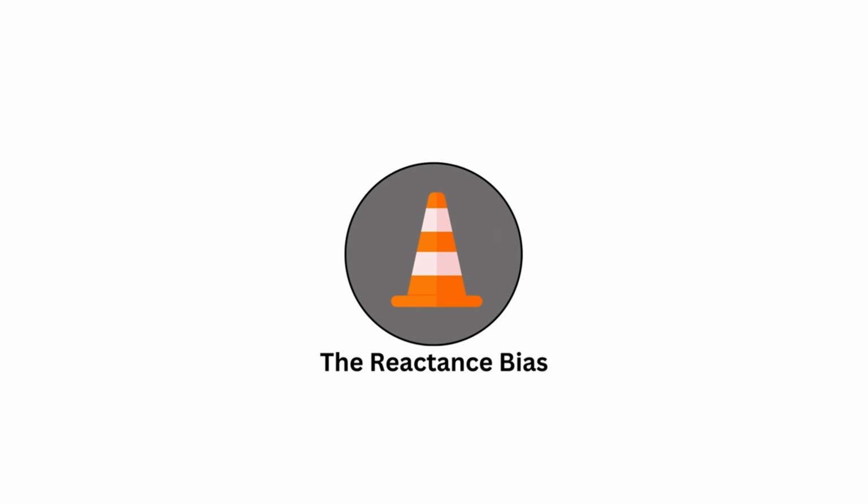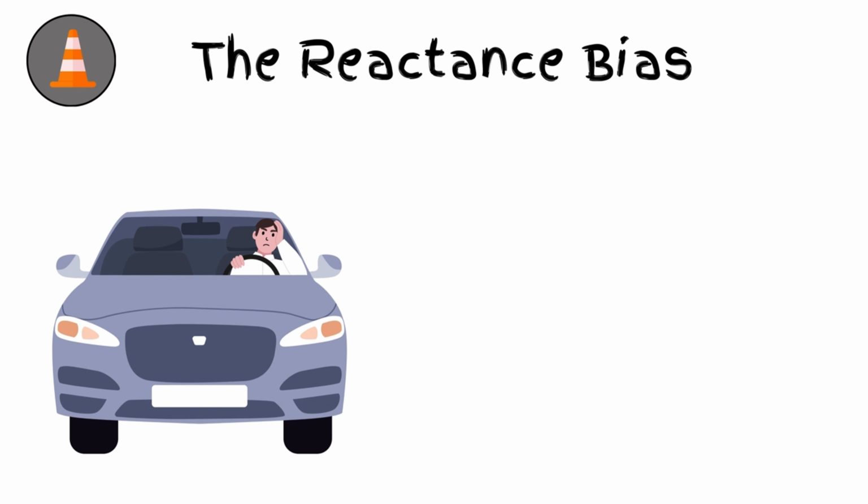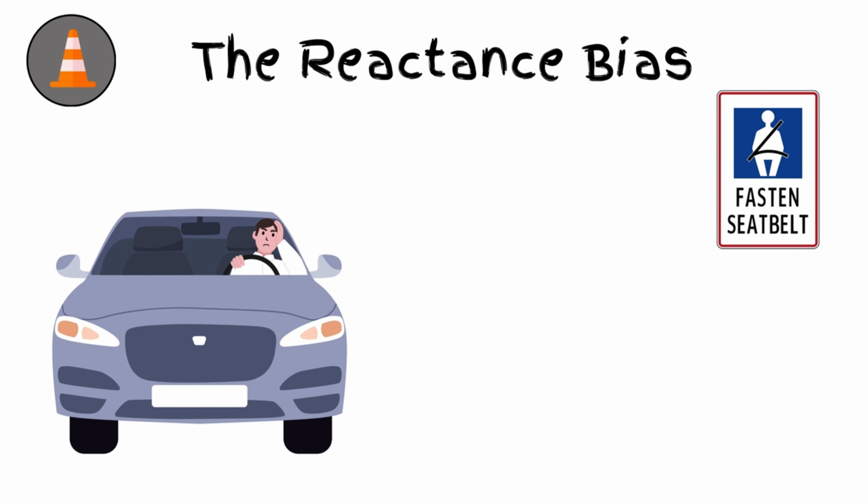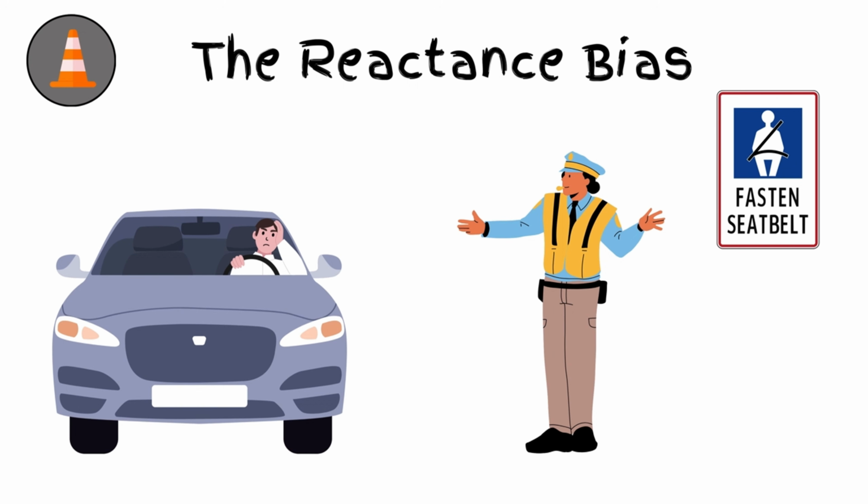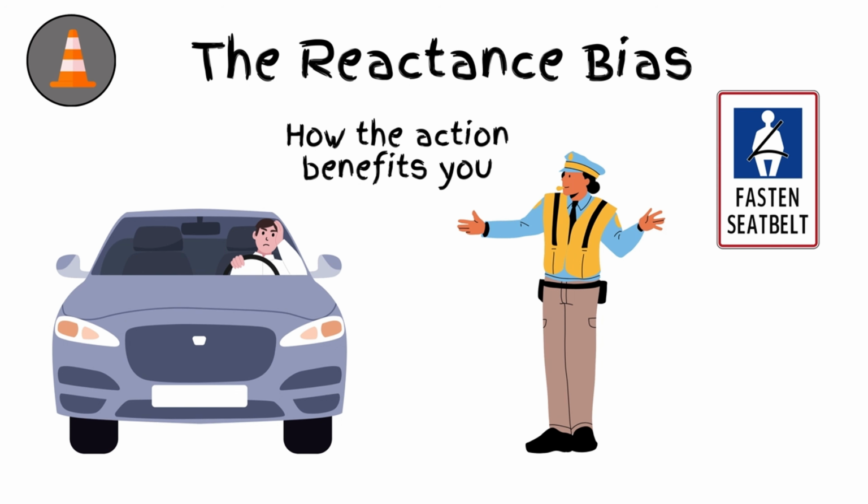Reactance bias. Reactance bias is when you want to do the opposite of what you're told because it feels like your freedom is being restricted. For example, not wanting to wear a seatbelt just because a sign says, "You must." To avoid this, focus on how the action benefits you, rather than just doing it because you're being told to.